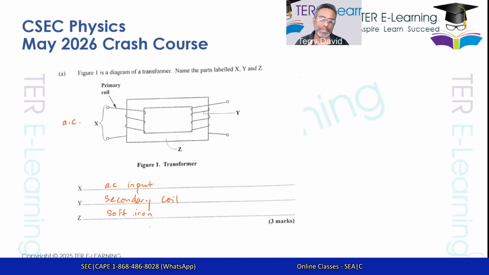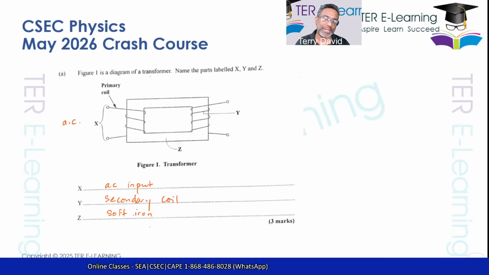That's one. The core of the transformer is laminated. So instead of having a single block of copper, they take that block and cut it into slices. They varnish all the slices and then they stick it back together. That's what we mean by laminating the core of a transformer. That reduces something called eddy currents in the transformer. It doesn't eliminate them, but it reduces them.